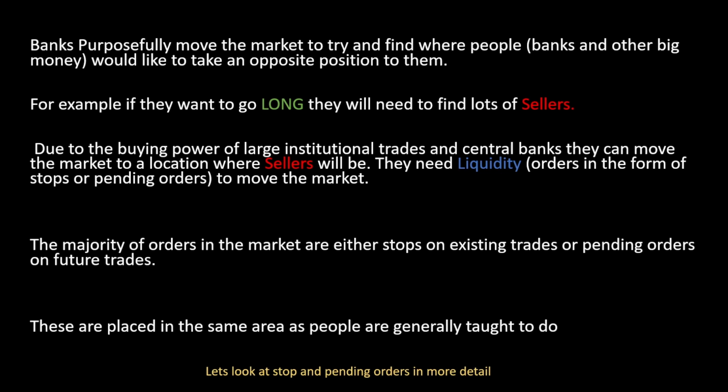So this is sort of why we have support and resistance as well, and why you see price reacting to it all the time. The majority of orders in the market are either stops on existing trades or pending orders on future trades. These are placed in the same area as people are generally taught to do, so support and resistance. Let's take a look at a chart on the next slide.